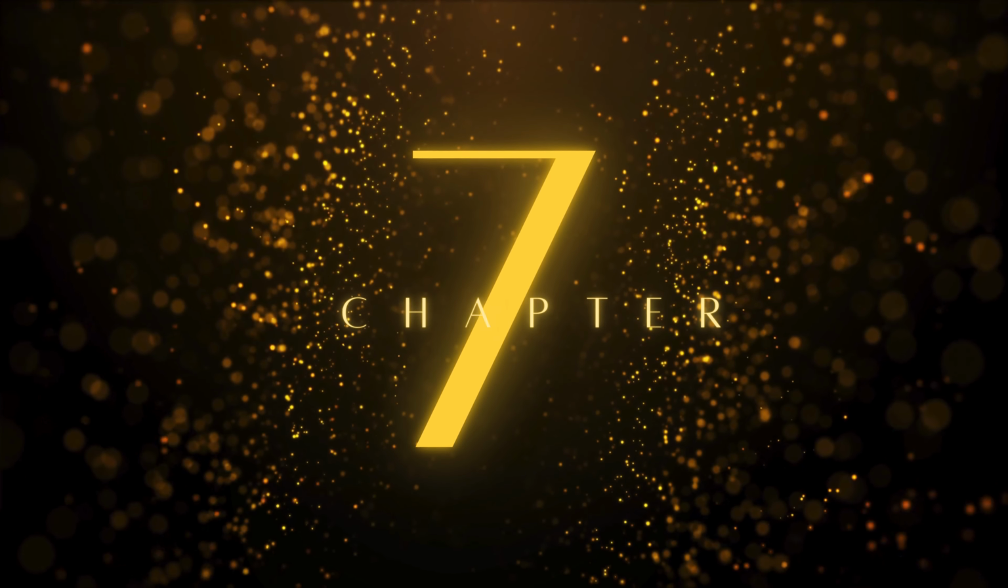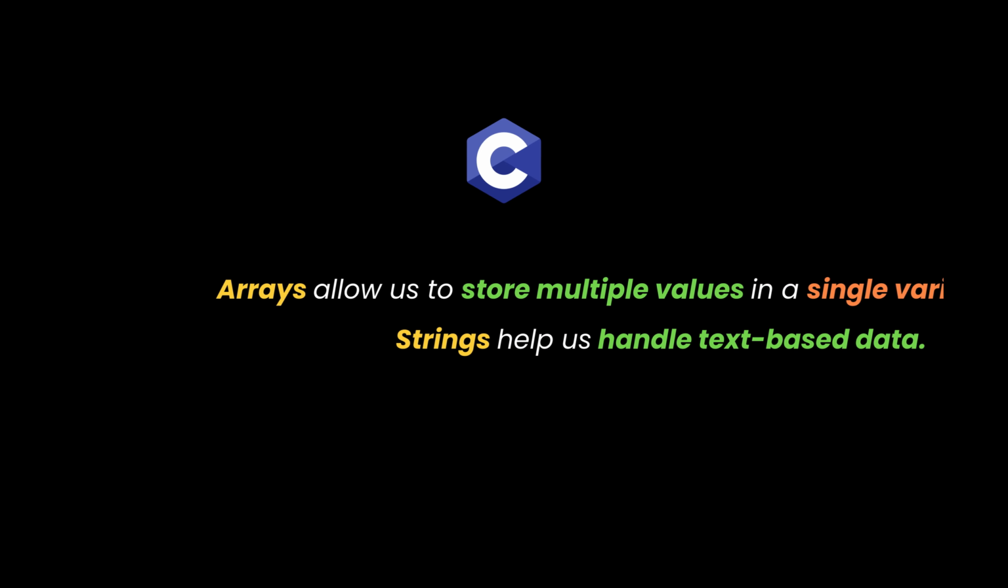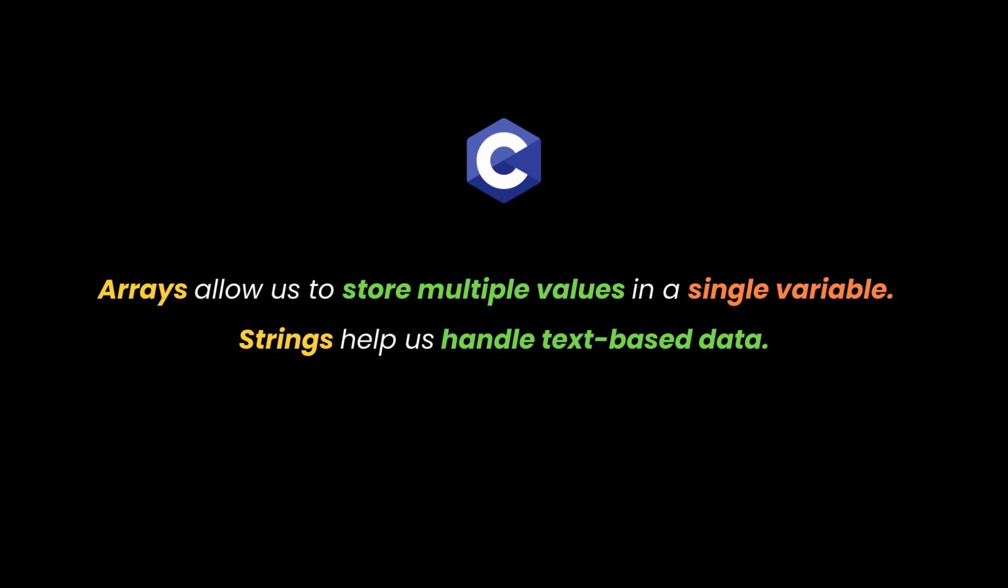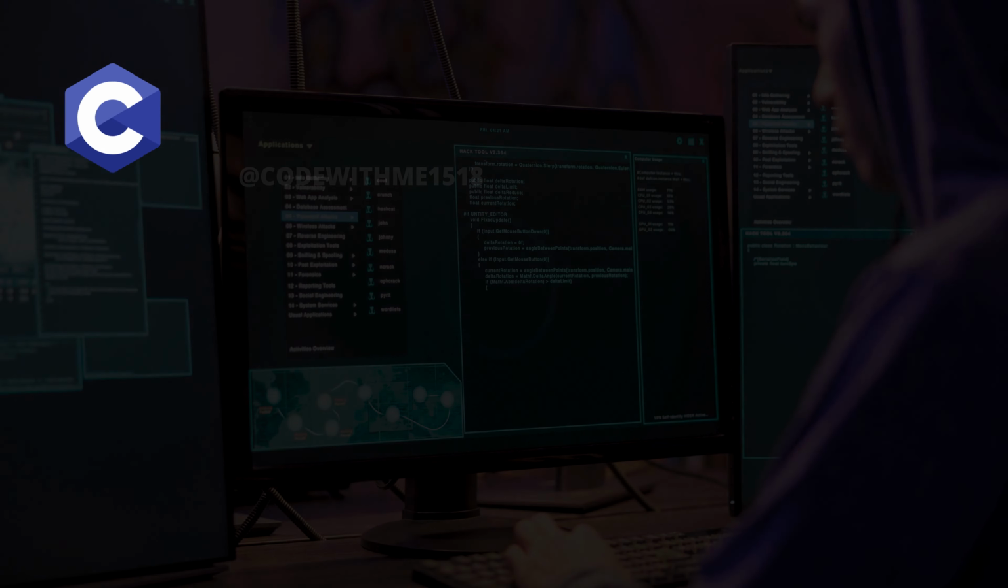This is Chapter 7, Arrays and Strings. We'll explore one of the most essential topics in C programming. Arrays allow us to store multiple values in a single variable, while strings help us handle text-based data. By the end of this chapter, you'll know how to declare, manipulate, and use arrays and strings efficiently.